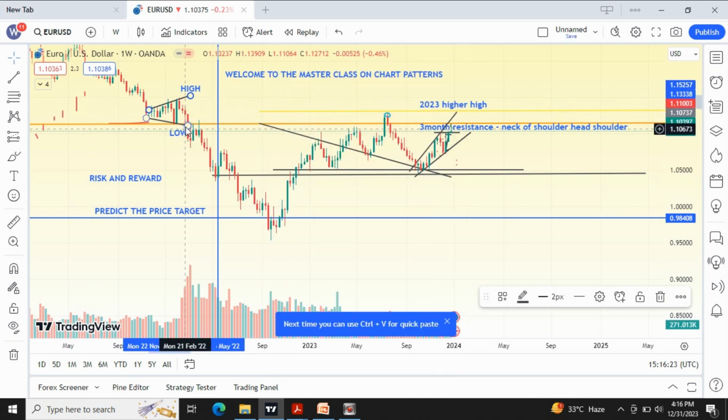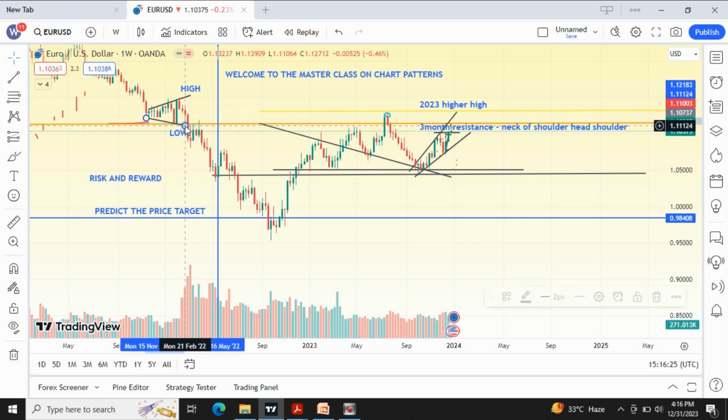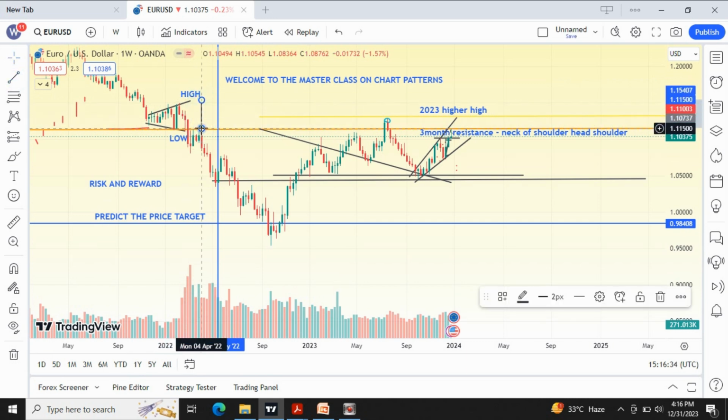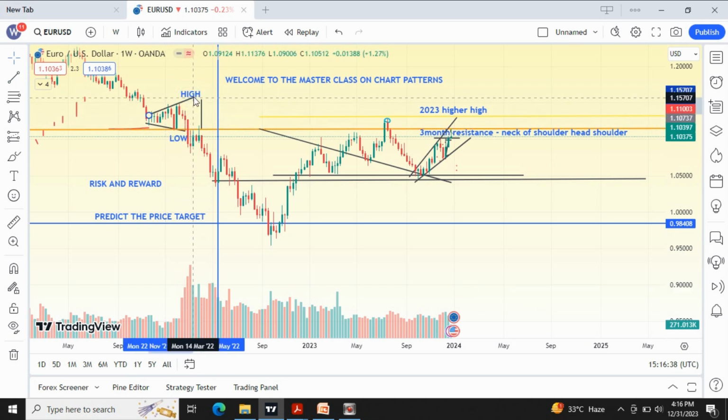So how do you measure? One, you subtract the lowest low from the highest high in the formation to give you the formation height. I will show you in the practical now. Just give me some time.